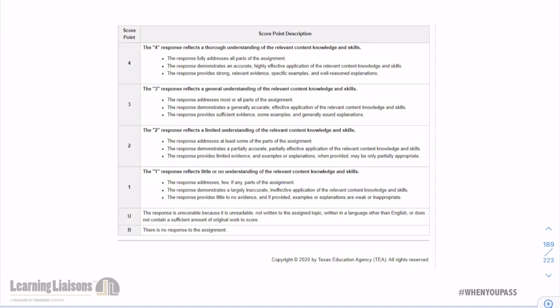A B is blank. There's nothing even there. All right, let's go to U. It's unscorable because it's unreadable. So it's written in a language other than English or does not even, like let's say you just typed your first name or something like that, unscorable.